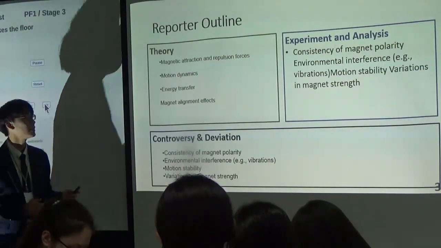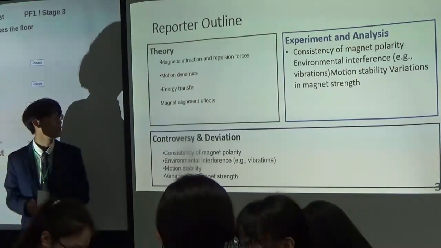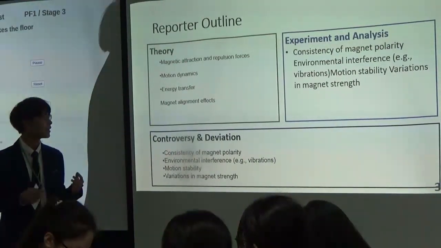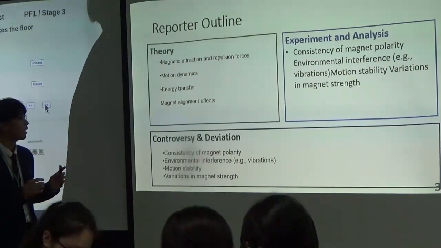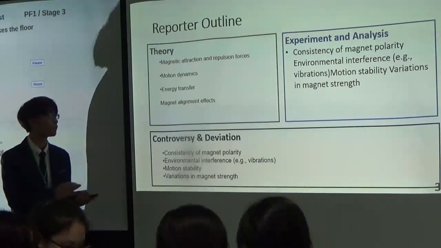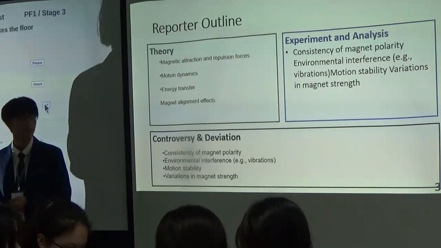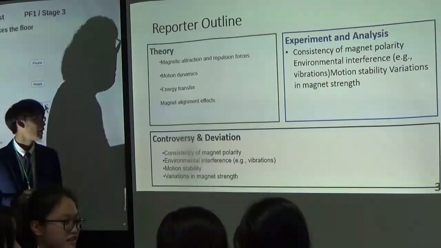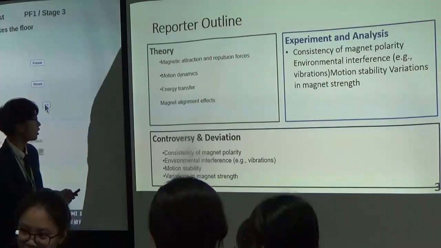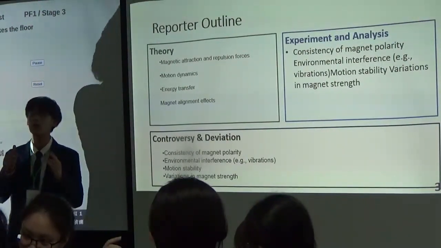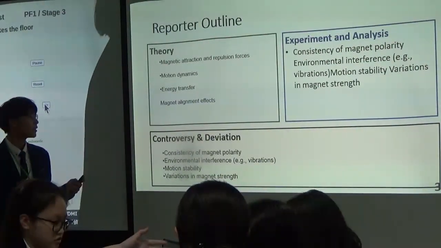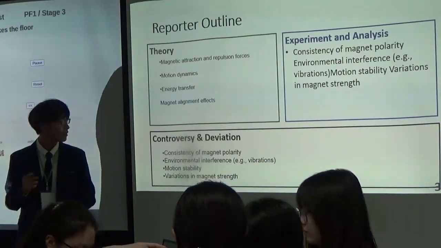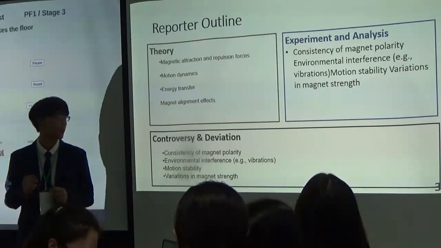And for controversy and deviations in the reporter's report, the consistency of the magnet polarity could be considered, and there could be some environmental interference, for example vibrations. The stability of the motion could also be considered, meaning how stably the magnet moves. And there could also be deviations from variations in the magnetic strength.